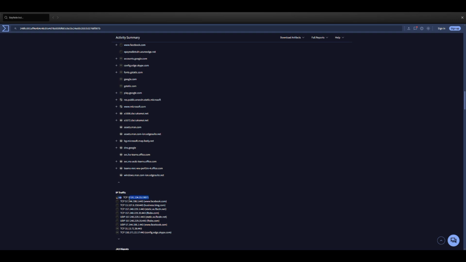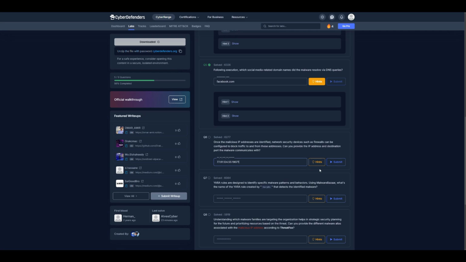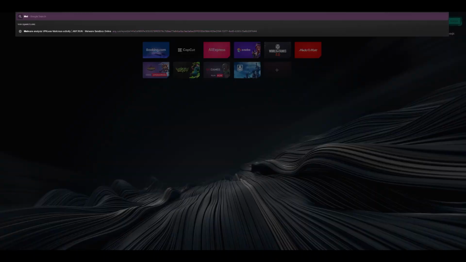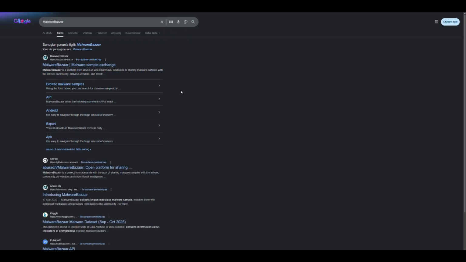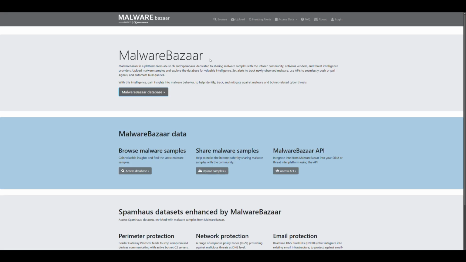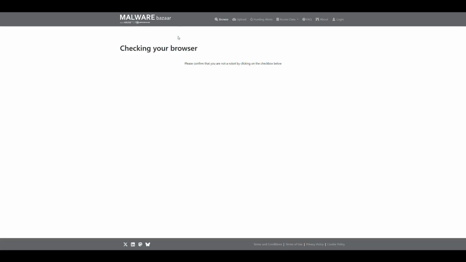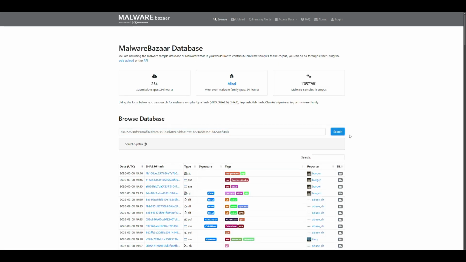Network analysis, C2 hunting. Time for some network forensics. I'm hunting for the command and control, or C2, server. By analyzing the outbound traffic, I can see exactly where the stolen data is being exfiltrated. This IP right here is our smoking gun.